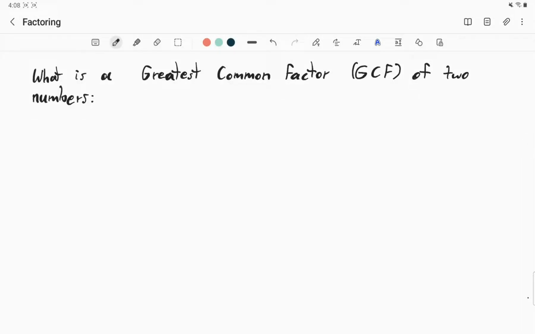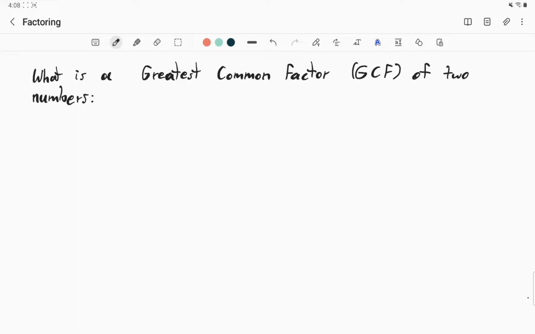This is my first video of many on factoring. You'll see in the top left corner of the screen there, it says factoring. I want to build factoring from the ground up. Factoring is something many people have heard of. It's in many math courses.